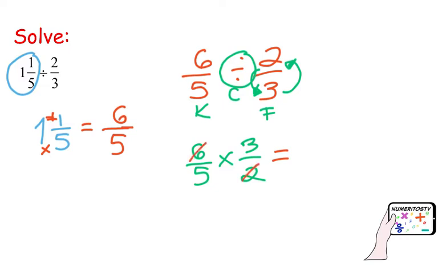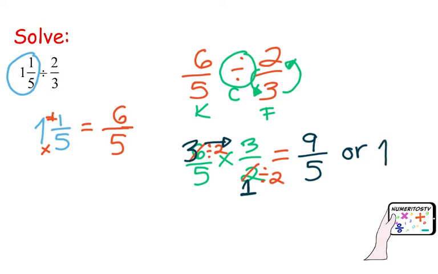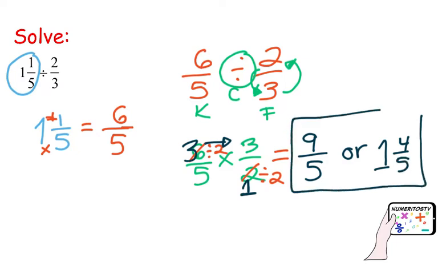I noticed that 6 and 2 both are even, so are divisible by 2. So I am going to simplify to make my process easier. 6 divided by 2, that will be 3. 2 divided by 2, that will be 1. Now I multiply straightforward. 3 times 3, that will be 9. 5 times 1, that will be 5. So the answer is 9/5, or you can change it to mixed fraction. So 9/5 is equivalent to 1 whole and 4/5. So any of these two will be a correct answer.